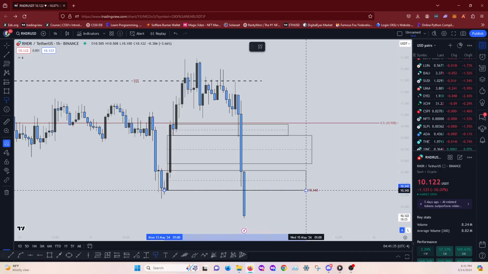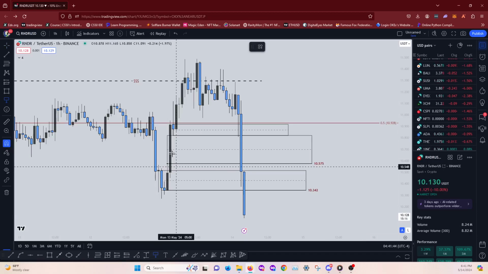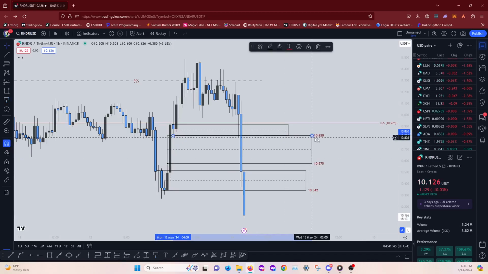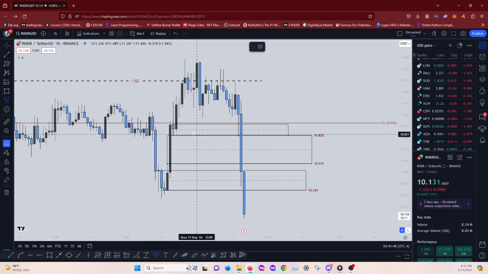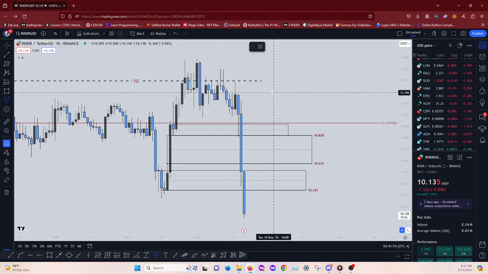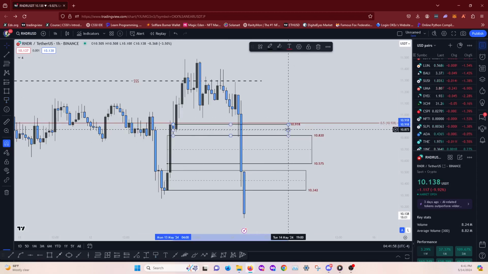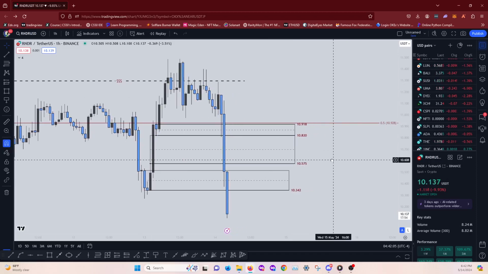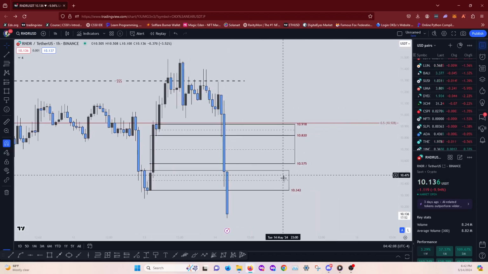So layer an entry in at 10.342, and then I would layer another one at 10.575. This is why I layer entries, because I'm not looking to snipe. I'm not looking to find bottoms and tops and perfection. We're simply looking to trade and get in on the trend. We're looking for high probability, what's more probable than not. So I'd be looking to get in at those price points.